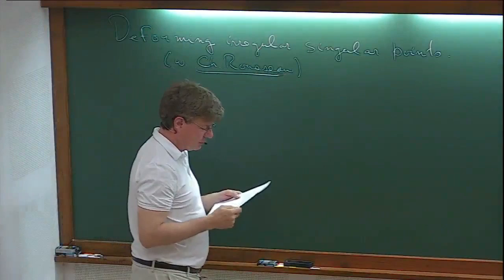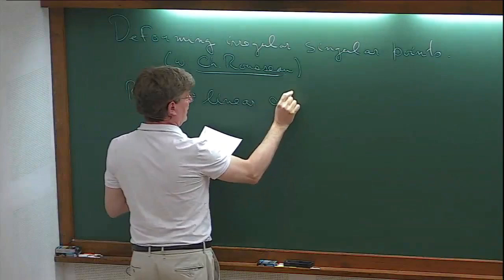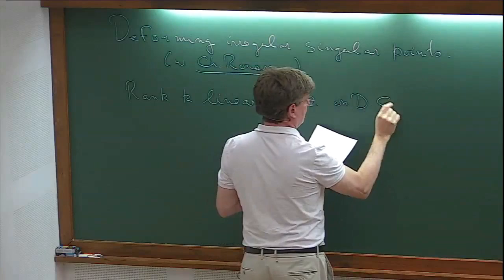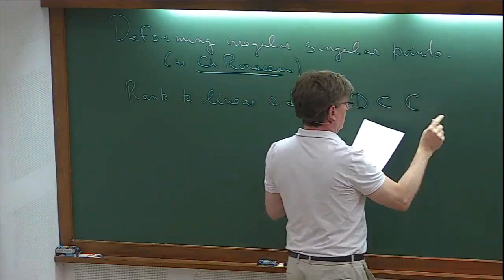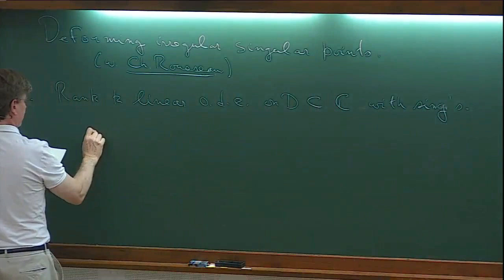So what I want to do is just look at a rank K linear ODE on D, basically a disk, with singularities. Okay, so the two cases. The first is case A.